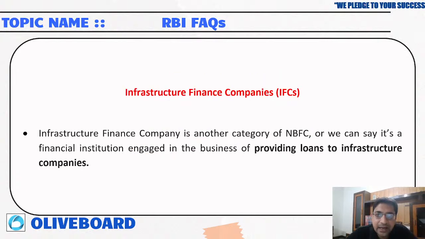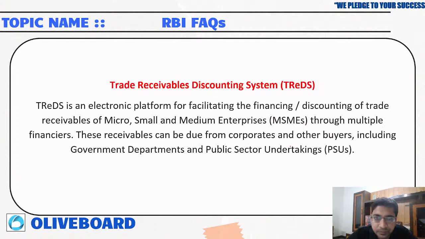Okay, then infrastructure finance company. Again, it is another category of NBFC, or we can say a financial institution whose prime business is providing loans to infrastructure companies. Okay, then the trade receivable discounting system, TReDS. TReDS is an electronic platform for facilitating financing and discounting of trade receivables of MSMEs by various financiers. These receivables can be due from corporates and other buyers, including government departments and PSUs. So these are all the things we have discussed today, guys.